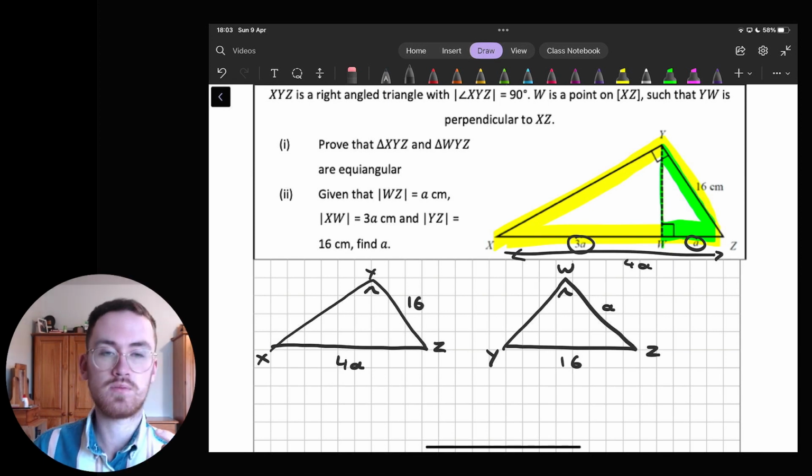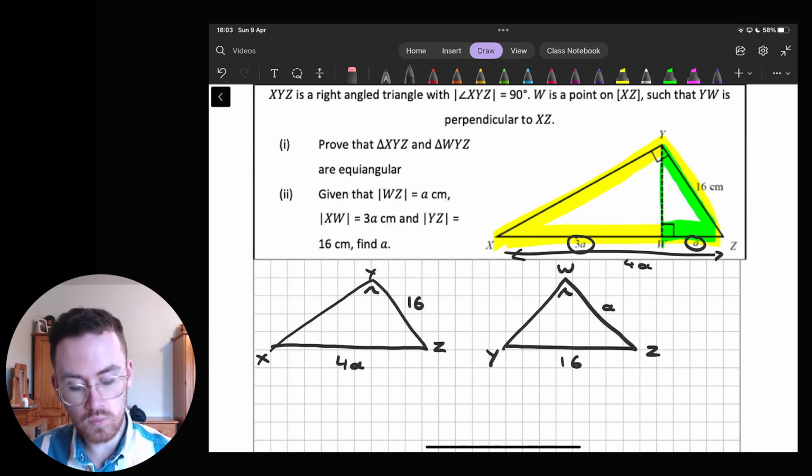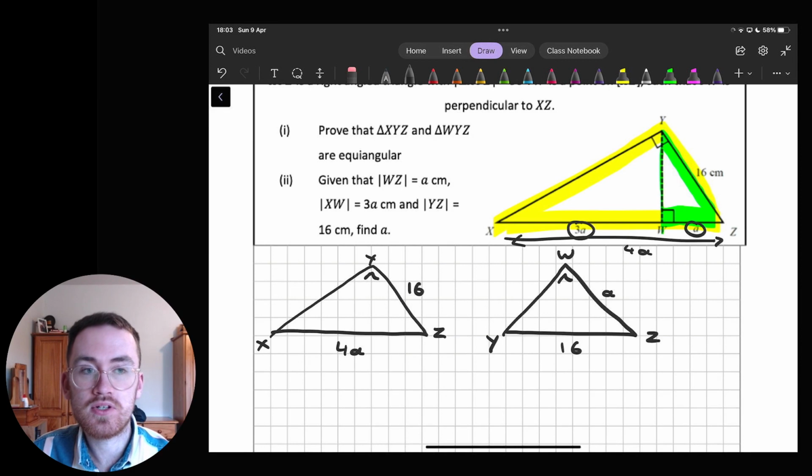Okay, so that's common to both of my triangles. We want to prove here that they have all the same angles. And the key way to do this, first of all, we can see that we definitely have a right angle that's the same in both of them. So we know that we definitely have one angle the same. All we need to do is prove that one of the other angles is going to be the same.